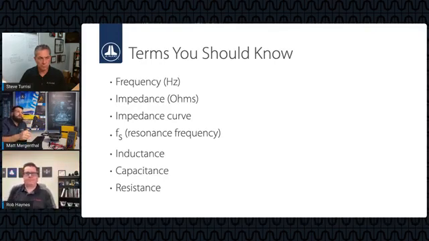Now we have a couple other terms: inductance and capacitance, which are very similar. Inductance can be described as the opposition to change in current, and capacitance can be described as the opposition to change in voltage. And resistance maintains a constant resistance to voltage or current.